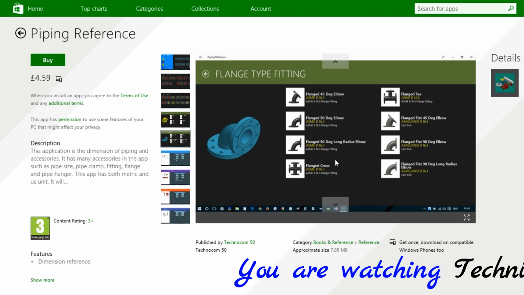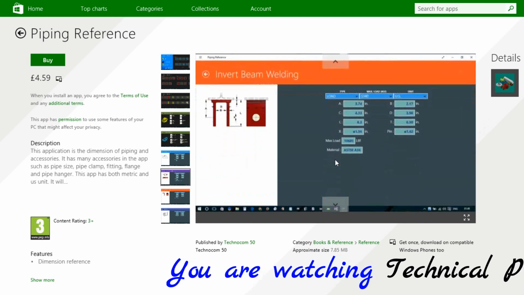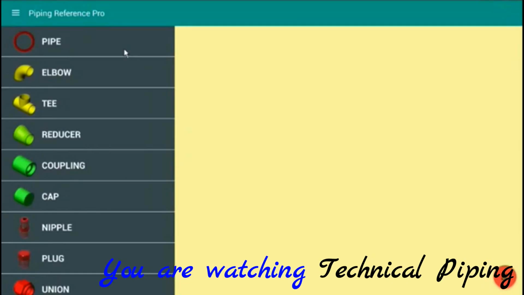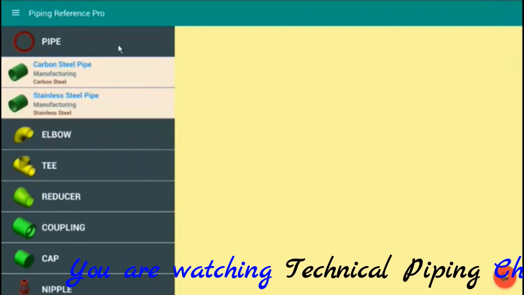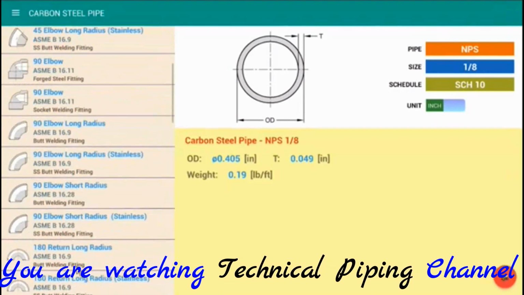This application gives the dimensions of piping and its accessories like elbow, T, reducer, flange, gaskets, coupling, cap, nipple, plug, union, supports, pipe hangers, and pipe flow rate calculation.